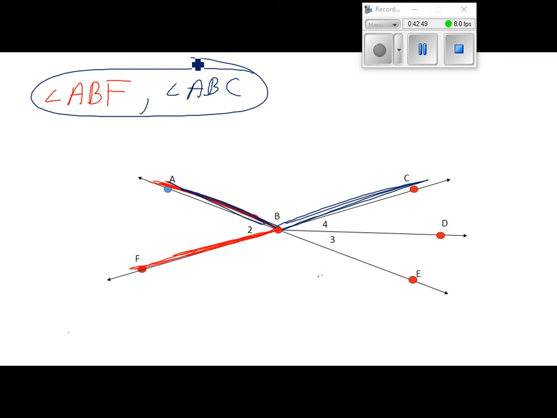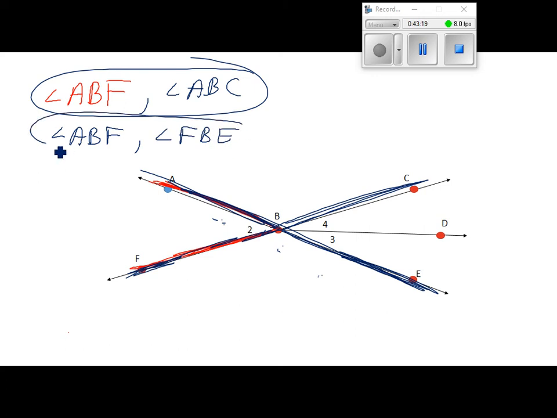Those are a linear pair. Let's go back to angle ABF, because I don't like that linear pair. F, B, E. Do those two angles there together make a linear pair? Yeah, together they make a straight angle. So what do we know about those two angles? Together they add up to how much? 180 degrees.